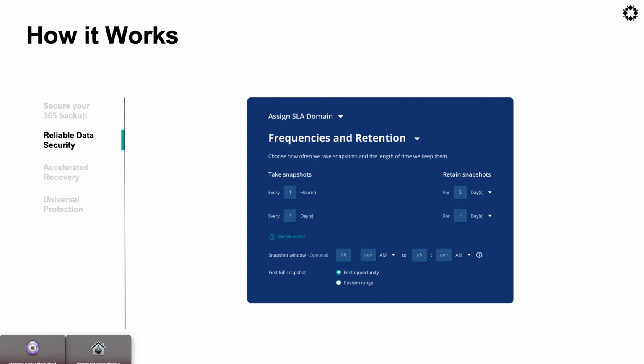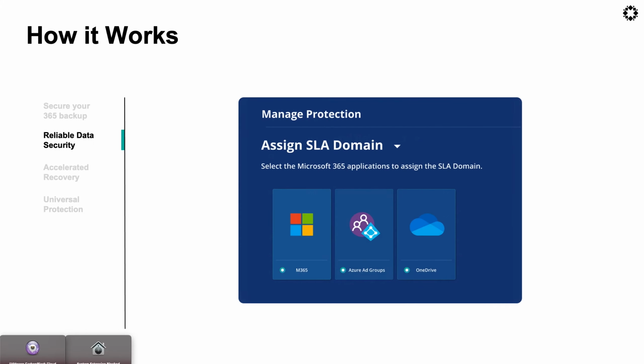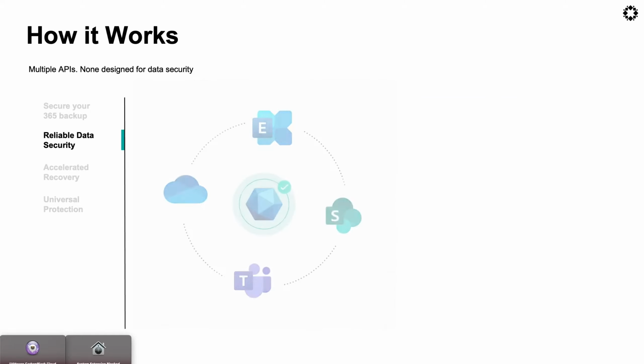Now, how do we achieve the reliability? So Microsoft APIs, they can be tricky to work with. So how do we optimize that? From a management standpoint, Rubrik manages everything through our SLA policy engine, an SLA domain. You just set the RPO, the RTO, you tell Rubrik how often to back up. You set the retention, you assign the SLA domain to M365 resources that you want to protect.